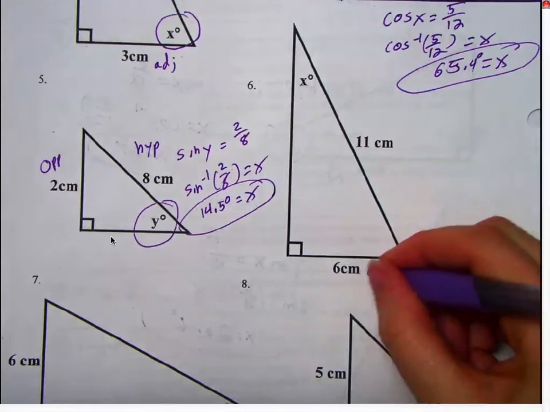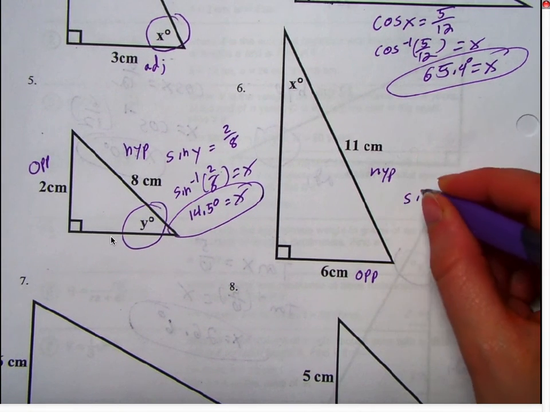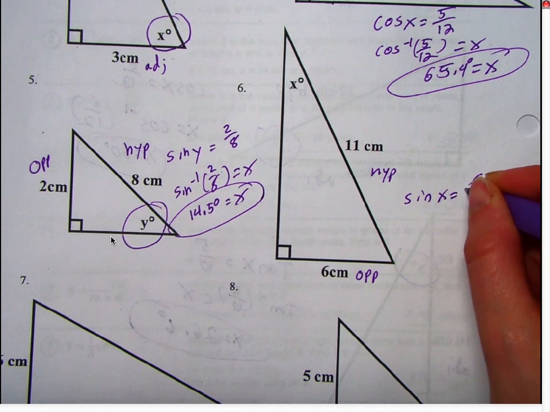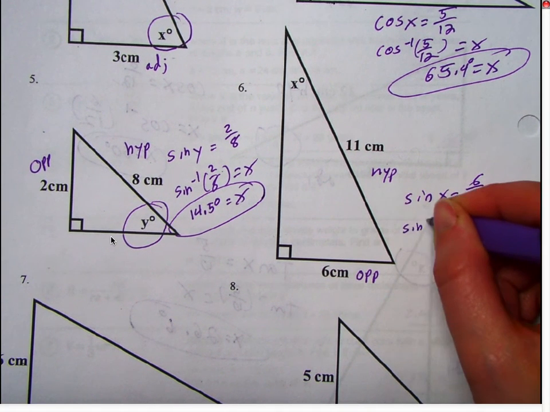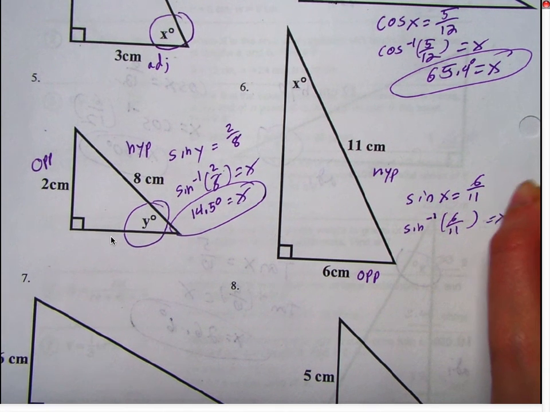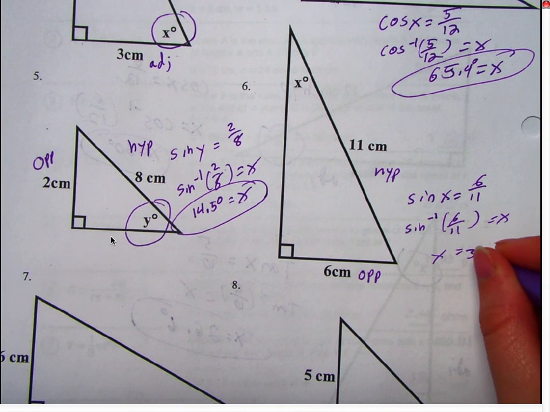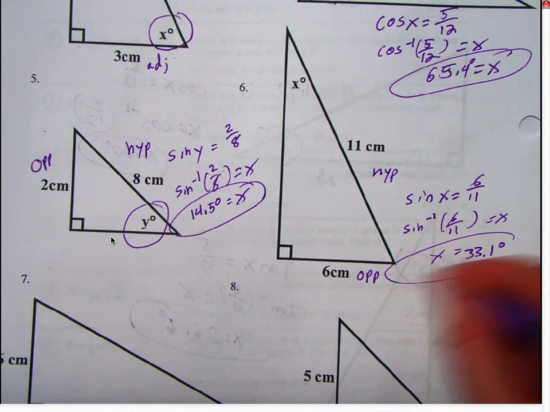Number 6, we've got opposite and hypotenuse. So again, we have sine of x equals 6 over 11. So the inverse sine of 6 over 11 equals x. So x equals, you guys feel pretty comfortable with this? You're getting the same answers? X is 33.1 degrees.